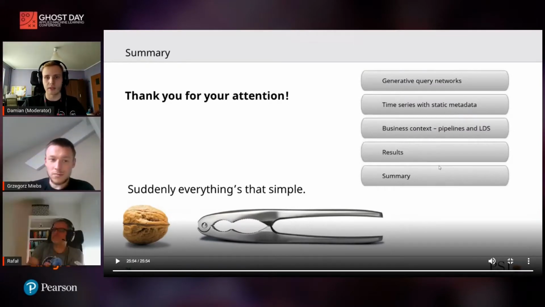So, thank you, Rafał and Grzegorz, for your talk. It was very interesting. We have one question from the audience, so I will read it out loud. And the question is, what was the pressure prediction horizon expressed in minutes?